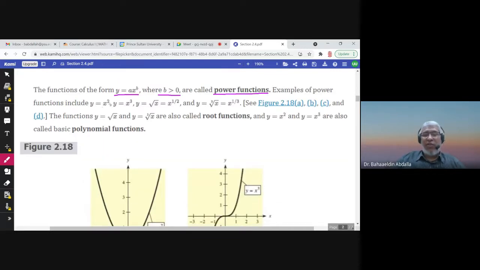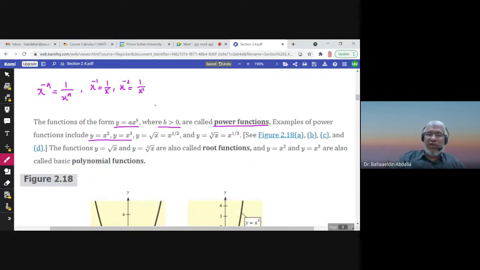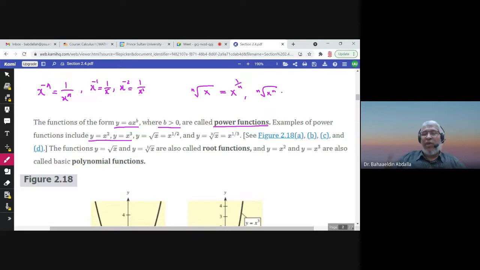Examples: you have y equals x squared, a is 1 here, and b is 2. y equals x cubed, b is 3, and a is 1. So we have functions like this, x squared, x cubed, x to the 4, x to the 5, and also we have roots, y equals x to the power half or square root of x. Remember, when you have the nth root of x, this can be written as x to the power 1 over n. And the nth root of x to the power m can be written as x to the power m over n.